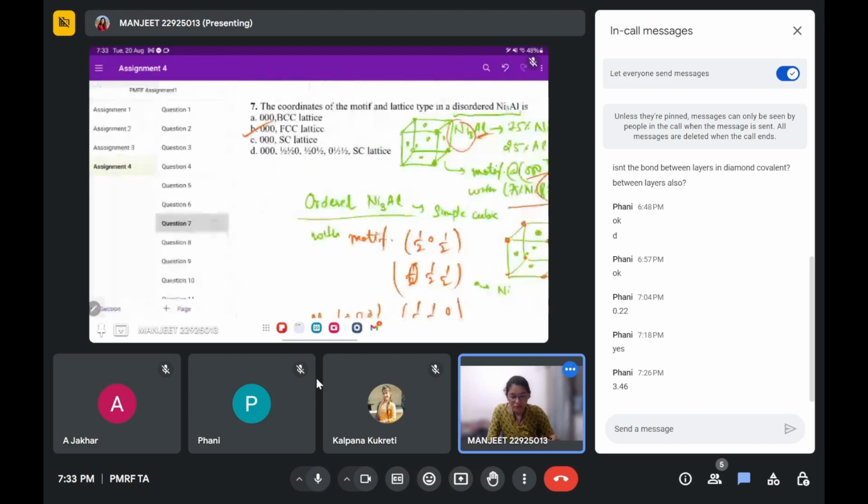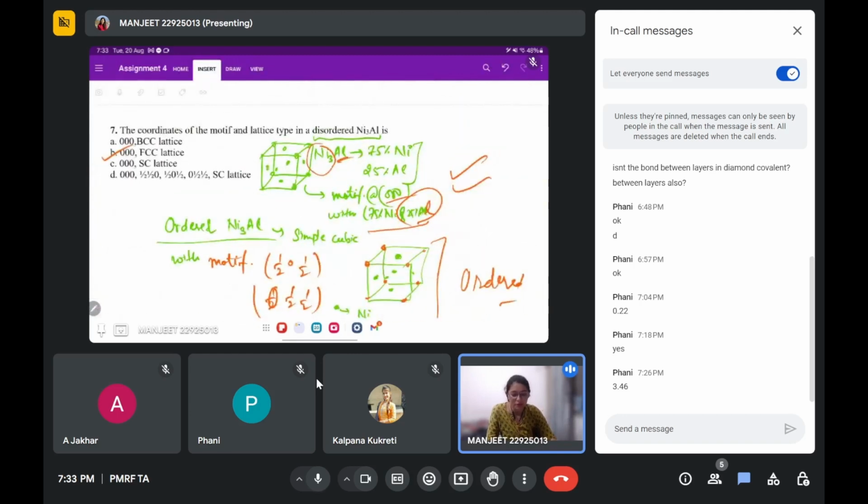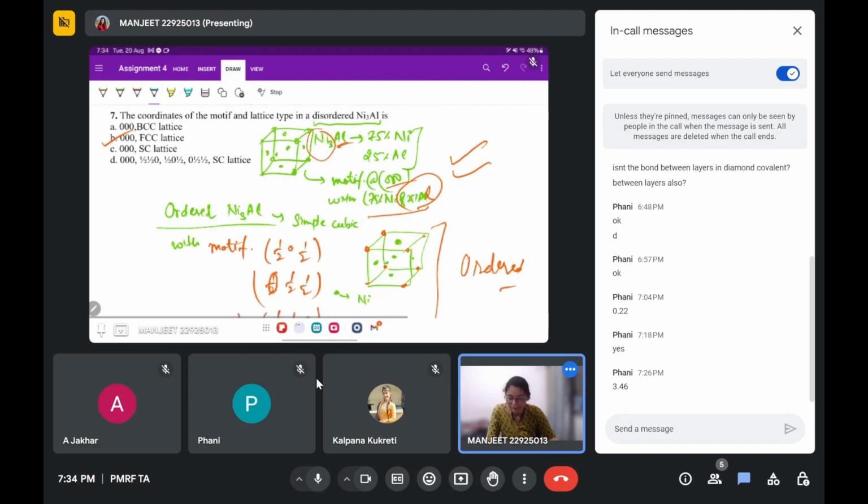In the seventh question, they have asked about the disordered Ni3Al. For the disordered one, what are the motif and the lattice? This is the same one, the motif at 0, 0, 0 with 75% nickel, and they are existing on the FCC lattice, with 75% nickel and 25% aluminium.